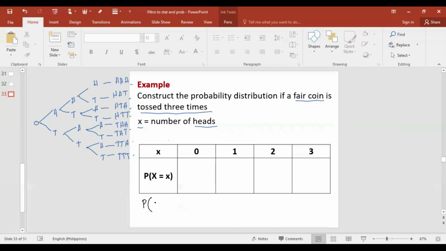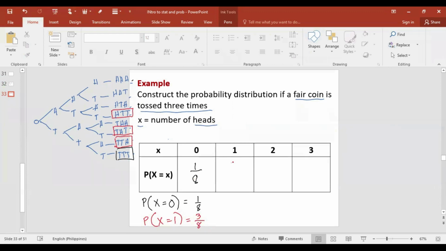What is the probability of getting 0 heads? Out of these possible outcomes, how many have no head? There is only 1. So we write here 1/8. Why 8? Because there are 8 possible outcomes. Next, the probability of getting exactly 1 head. 1, 2, and 3. So there are 3 out of 8 possible outcomes.